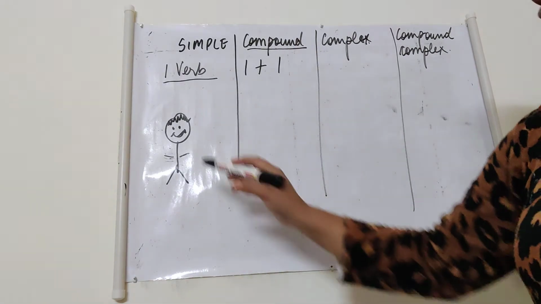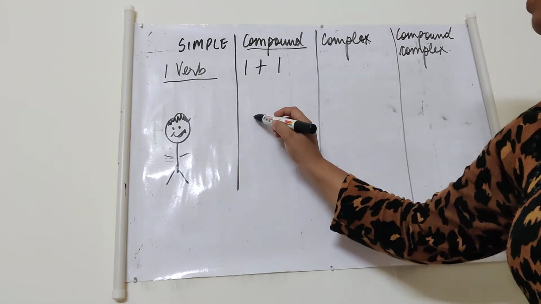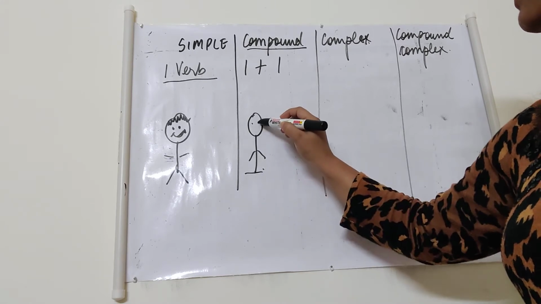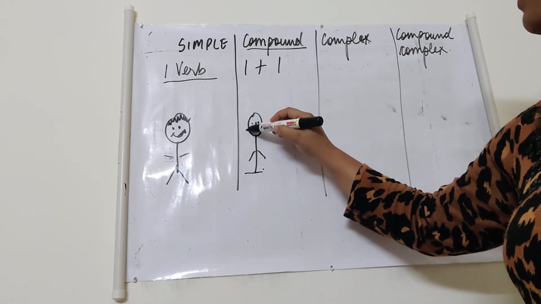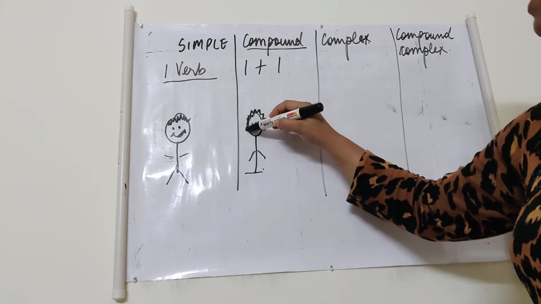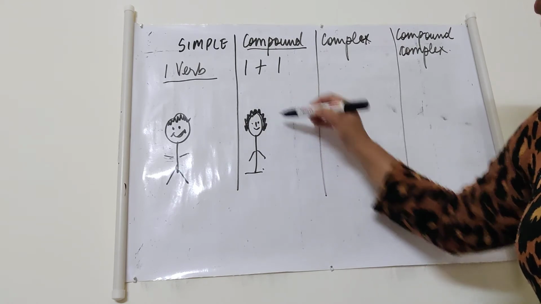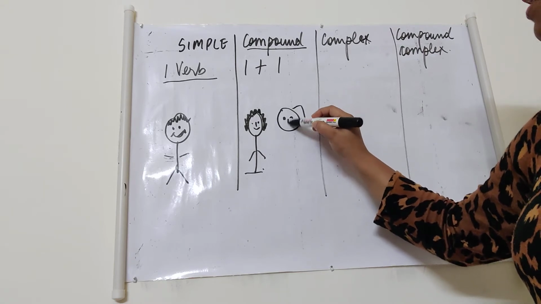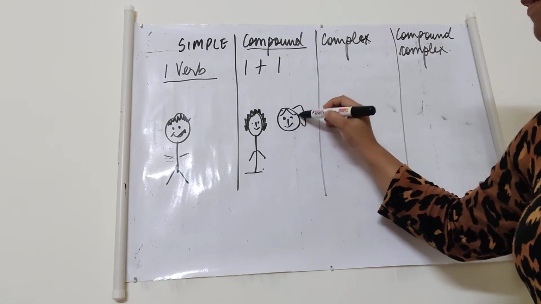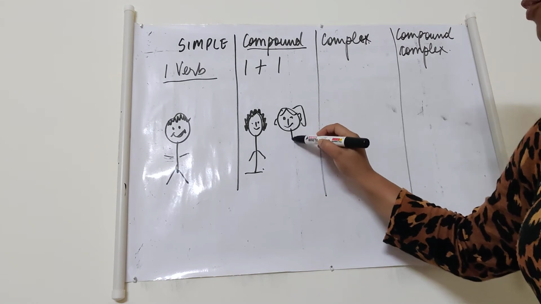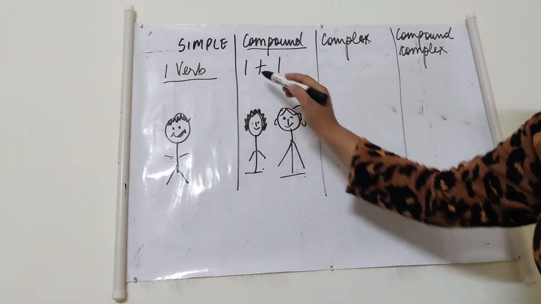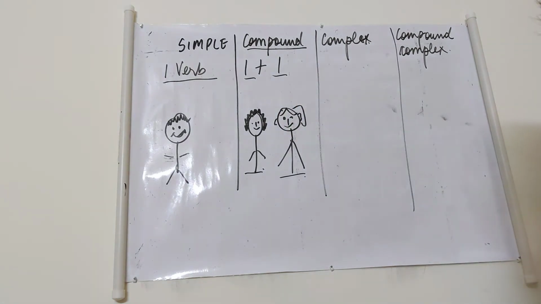Now, this happy man is no longer happy when he gets married. So, now this is that single happy man. He is still happy because he's getting married. His life is going to change. So, this is again a main clause, his wife. So here compound sentences have got two main verbs.